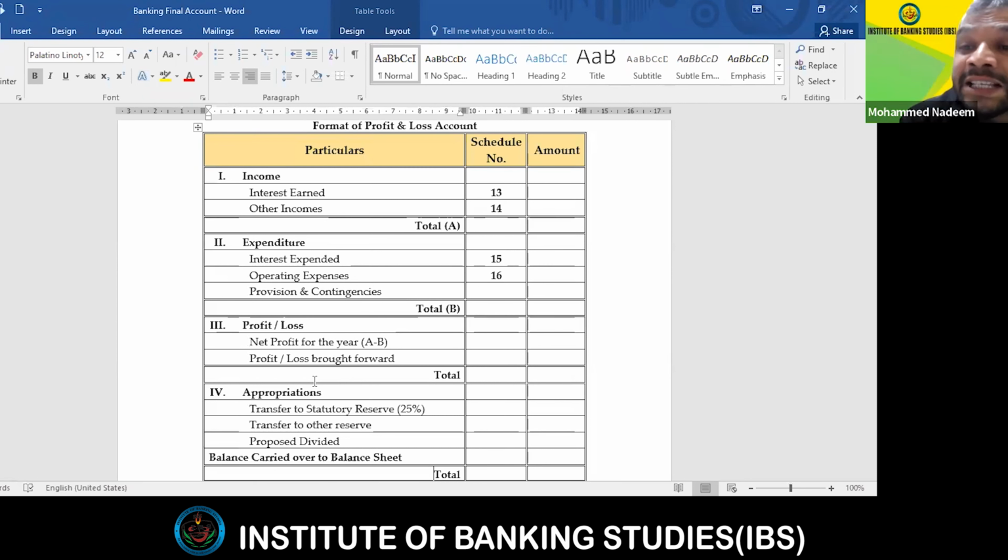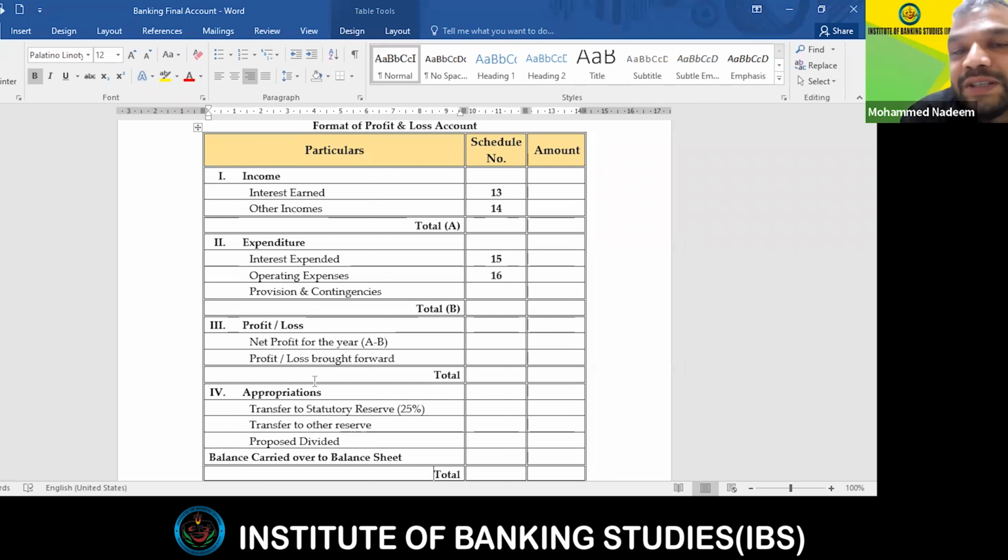Interest expended is nothing but the things on which a banker is giving interest. SB, you will give interest. RD, you will give interest. Current account, a few will give interest. And FD, RD, SB, you will give interest. Is it income or expense for you when you give the interest? Expense. So we'll put it in interest expended.